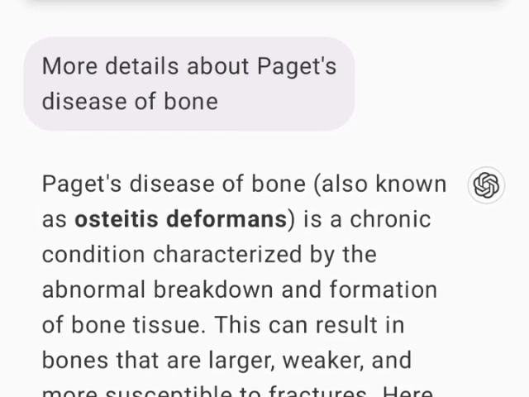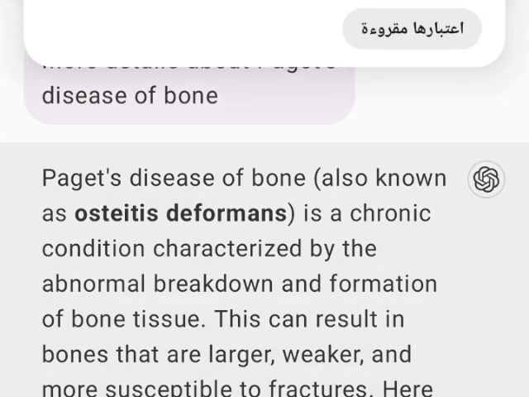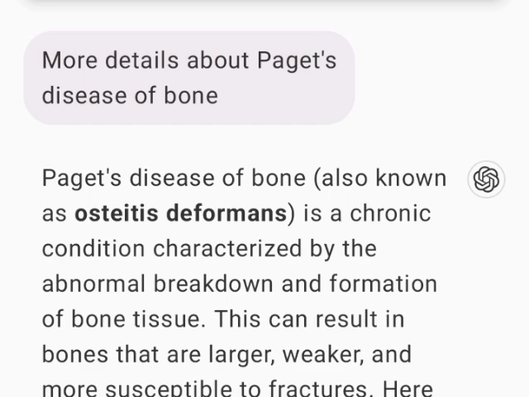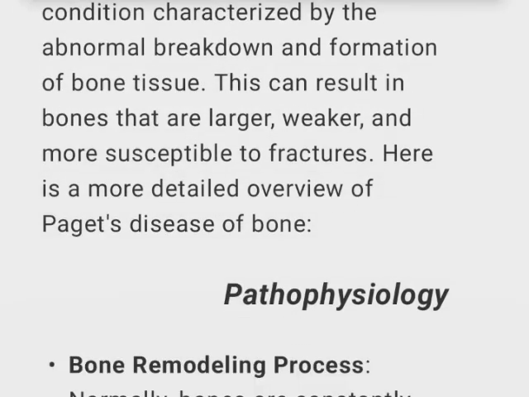Paget's disease of bone, also known as osteitis deformans, is a chronic condition characterized by the abnormal breakdown and formation of bone tissue. This can result in bones that are larger, weaker, and more susceptible to fractures. Here is a more detailed overview of Paget's disease of bone.